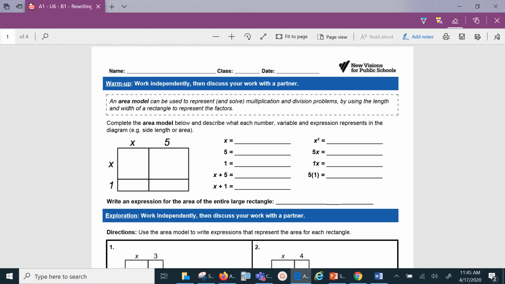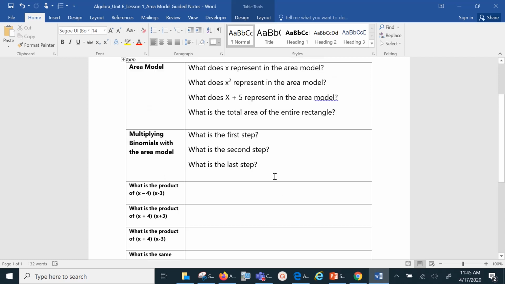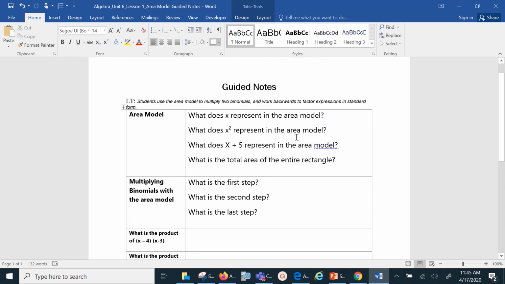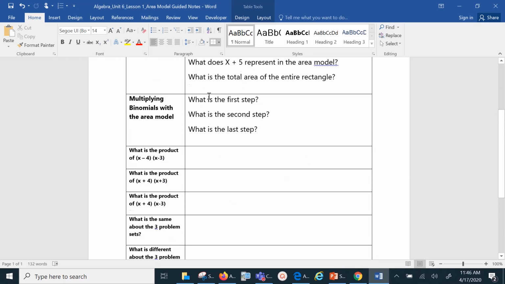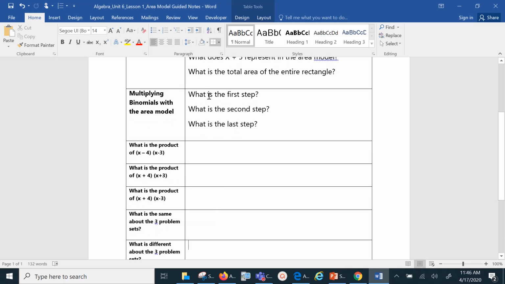Today's video is a guided lesson on multiplying using the area model. So we're going to go into depth about the area model. Associated with this is your guided notes. As you're watching this, fill out these guided notes, and answer these questions in this column right here. So what does the x represent in the area model? I'm going to go over that, and then you just put the answer in there, right? On all of these, except for the questions part, I will go over in this video. So it's just a way for me to check to see that you're watching the video. And this will be a tool that you'll use when we do our problem sets this week.